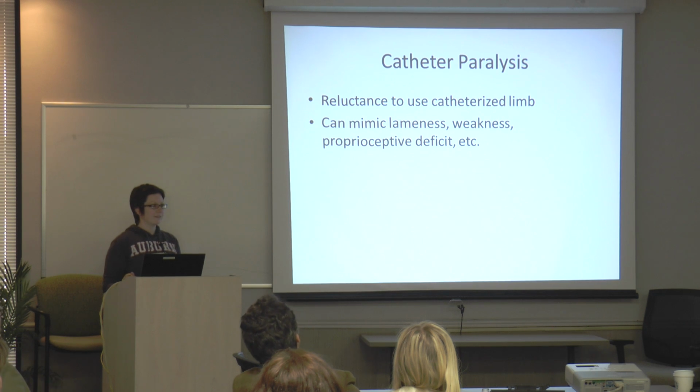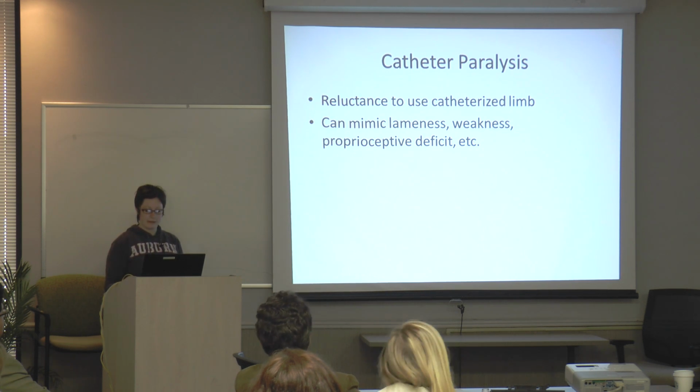And then something that's very silly that never really occurred to me before is dogs and cats will get what we call catheter paralysis, which is just when they have an IV catheter in their leg, they don't want to use that leg anymore. And so it's hard to know if there's really a problem with that leg or are they just being stubborn. And it can really look like almost any abnormality.